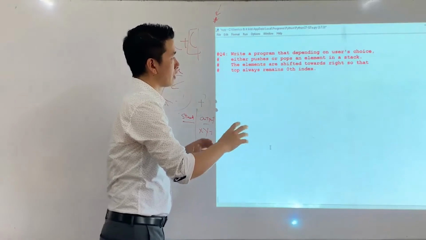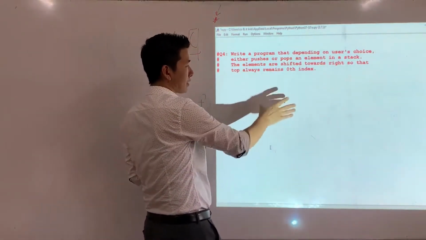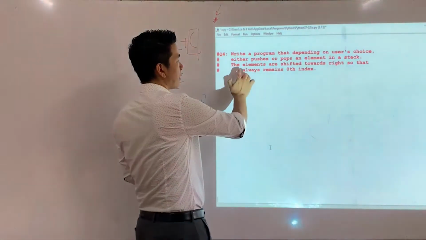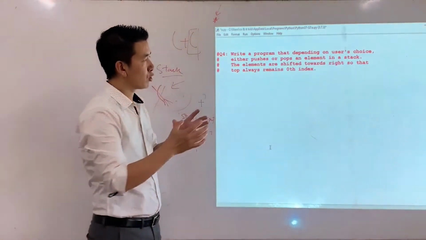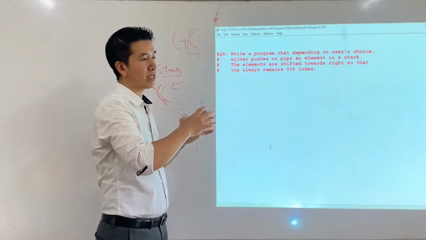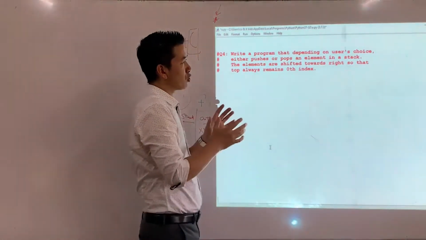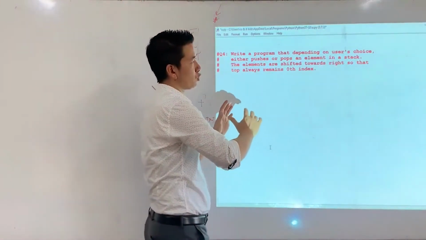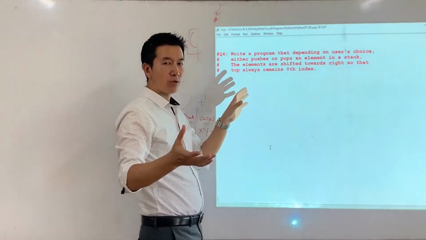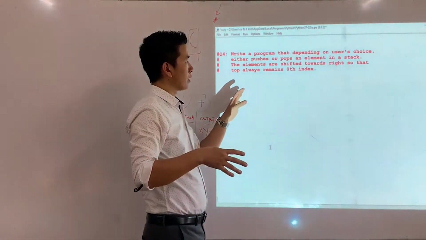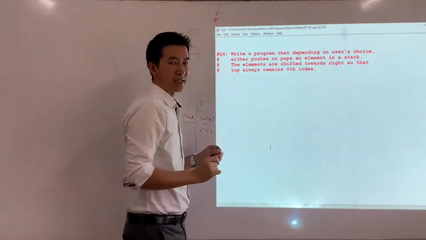Okay, come up with the program which will help us solve this. Now it's a stack for sure, but the elements are shifted towards the right. When you push, normally it stays on the top of the stack. But the question says that the moment you push, all the elements should be shifted towards the right, so that the new value that's being pushed sits or stays at the 0th index.